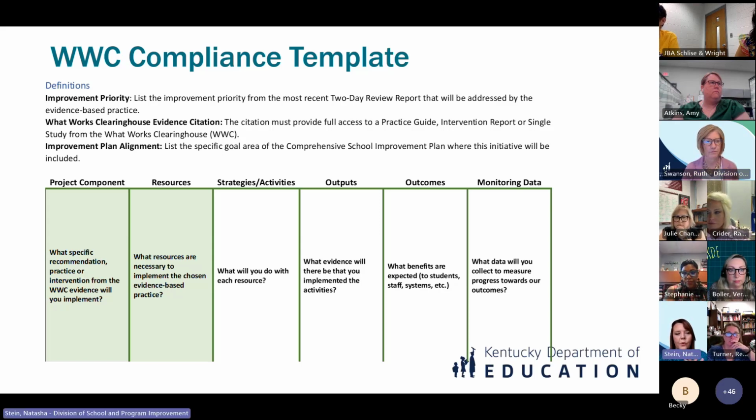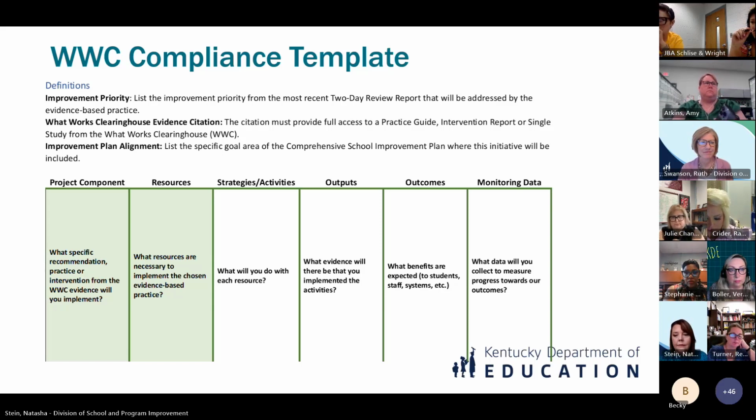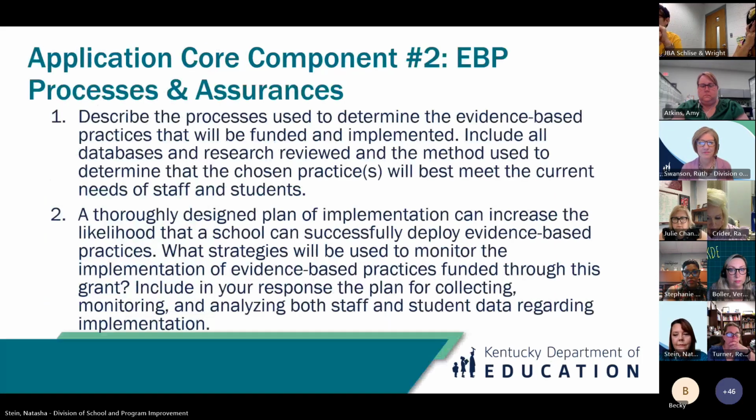So before we move forward, what questions do you have for us about this What Works compliance template? Any questions, any thoughts that you're having right now? This template or anything we've covered prior to this? Right then, Veronica, I will turn it back to you.